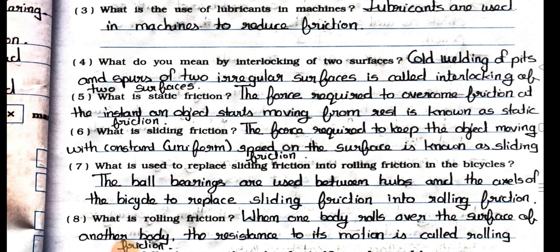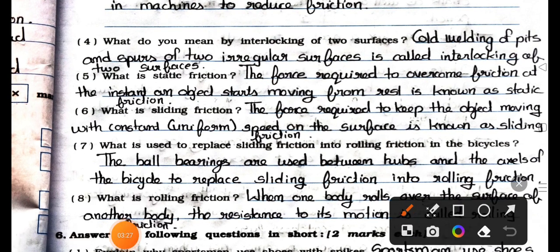See the question number 4. What do you mean by interlocking of two surfaces? Answer is cold welding of pits and spurs of two irregular surfaces is called interlocking of two surfaces. Question number 5. What is static friction? Answer is the force required to overcome friction at the instant an object starts moving from rest is known as static friction. Question number 6. What is sliding friction? Answer is the force required to keep the object moving with constant, uniform speed on the surface is known as sliding friction.